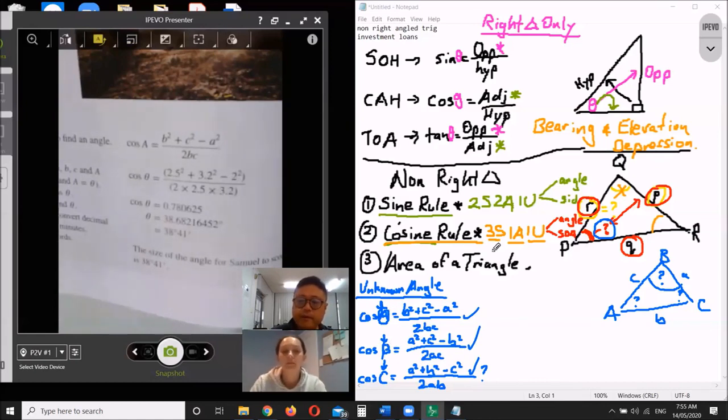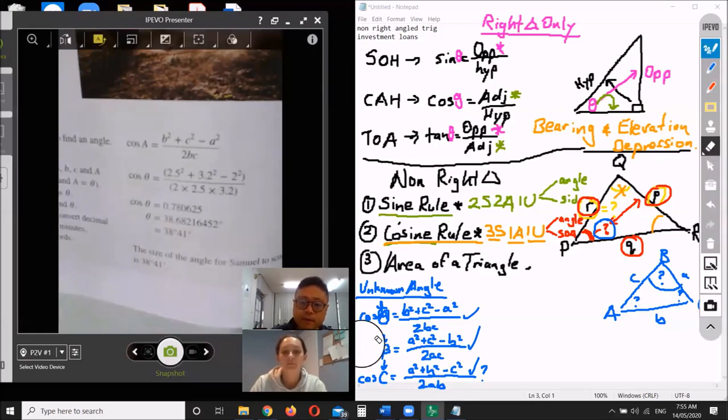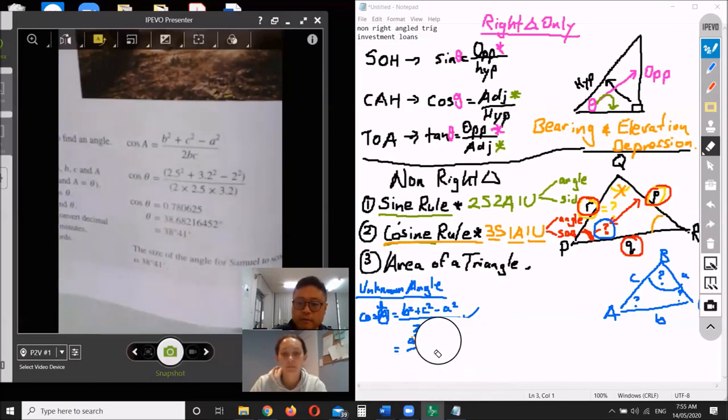However, I guess what I'm saying is, if a formula sheet only gave you the top one, but you need to find, say, this angle here, right?